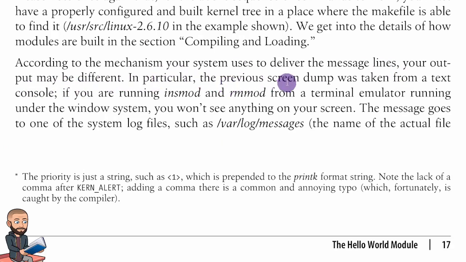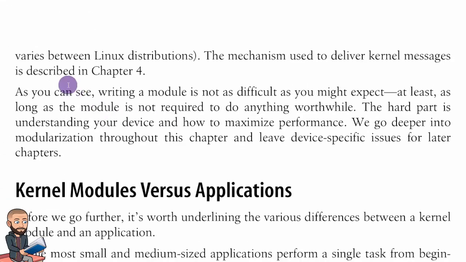In particular, the previous screen dump was taken from a text console. If you're running insmod and rmmod from a terminal emulator running under the Windows system, you won't see anything on your screen. The message goes to one of the system log files, such as /var/log/messages. The name of the actual file varies between Linux distributions. The mechanism used to deliver kernel messages is described in chapter 4.